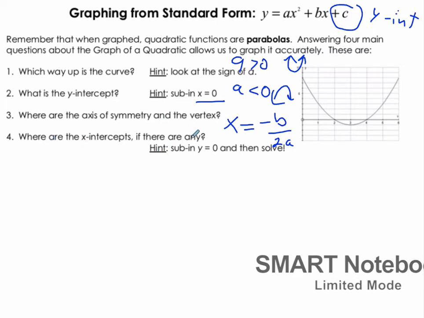What are the x-intercepts? Well, you have to sub in y equals 0 and solve for x. Sometimes that's easy. Sometimes you have to use quadratic formula. Sometimes there's no x-intercepts. For example, this parabola has no x-intercepts, so you'll get no answers using the quadratic formula.